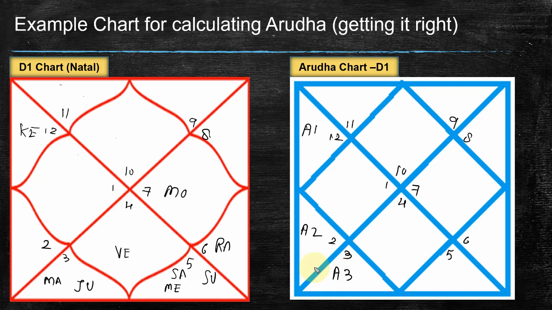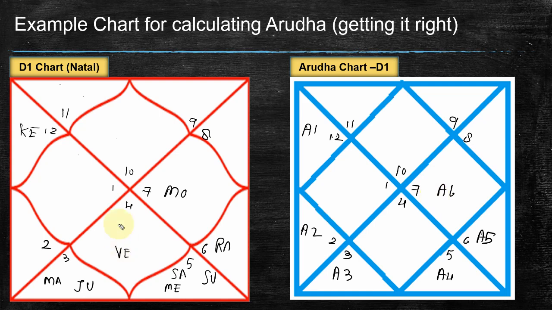Similarly, A4, where is Mars? 1, 2, 3, 1, 2, 3. So this is where A4 lies. A5, 1, 2, 3, 1, 2, 3. This is A5. Now let's go to A6. Where is Mercury? Mercury is again 3 houses away. 1, 2, 3, 1, 2, 3. So this is A6.